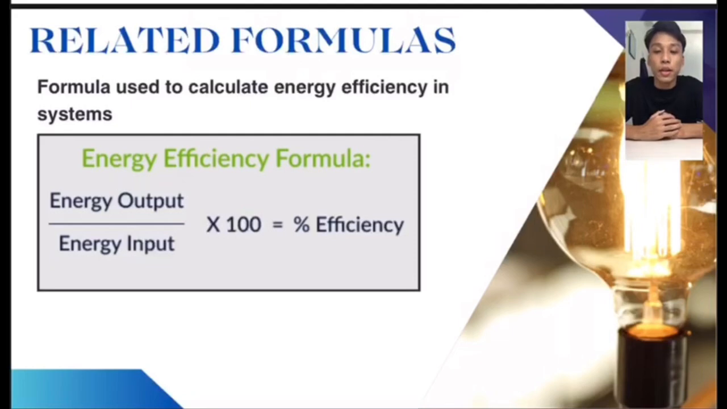So now we will discuss the related formulas with energy. It is important to know related formulas with energy to analyze how to conserve energy. So the first formula is the energy efficiency formula. This formula is used to calculate the energy efficiency in systems. The formula is energy output divided by energy input multiplied by 100. So we get the efficiency. The answer will be in a percentage.